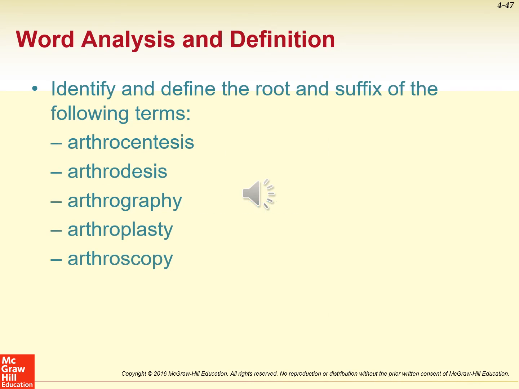So the common root for these terms is arthr, which means joint, right? A-R-T-H-R. So an arthrocentesis means the withdrawal of fluid from a joint, because the suffix centesis is to puncture, right? In arthrodesis, desis means to fuse together. In arthrography, graphy is the process of recording, right?